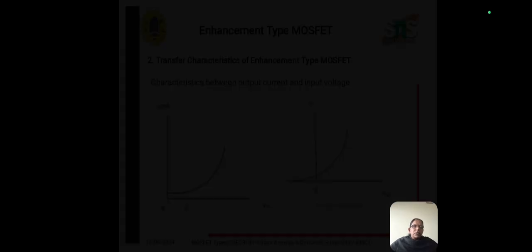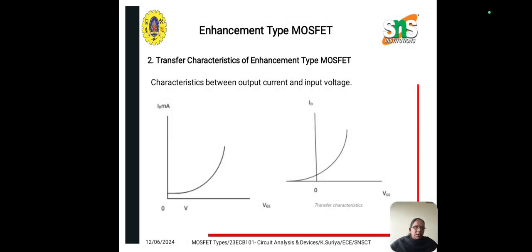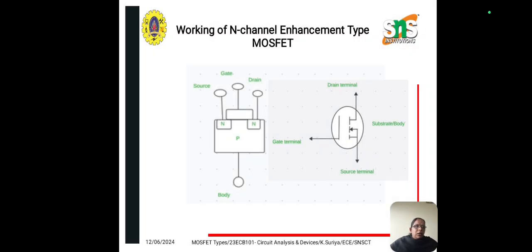Next is the transfer characteristics. It is the characteristics between the output current and the input voltage. For both enhancement type and depletion type, it is shown here. The left side is the enhancement type and the right side is the depletion type. When the voltage across the gate and the source is less than the threshold voltage, VGS is equal to VT.